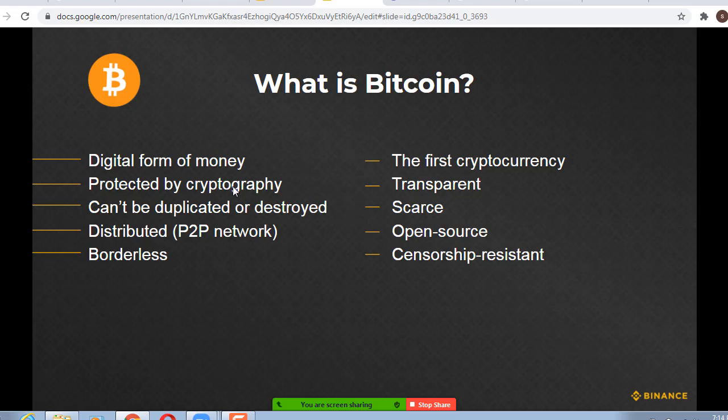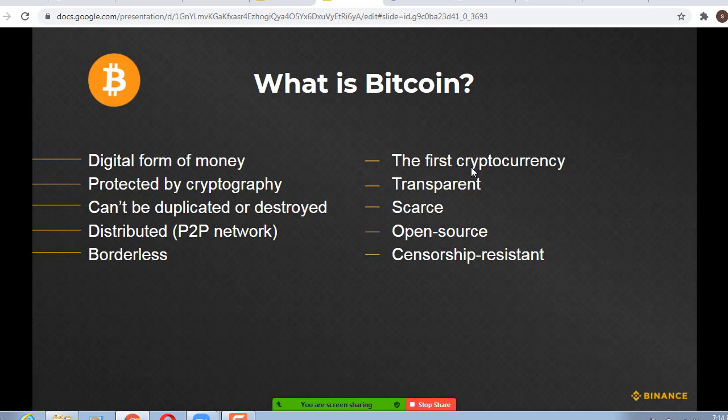Now, it is protected by cryptography. That means it is transparent. It cannot be duplicated or destroyed. That means it will be scarce. It's distributed within the P2P network. That means it has an open source, and it is borderless. It means it is censorship resistant. Now, what does that mean?